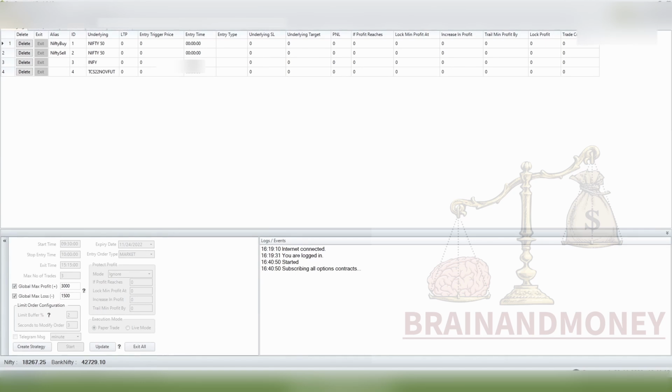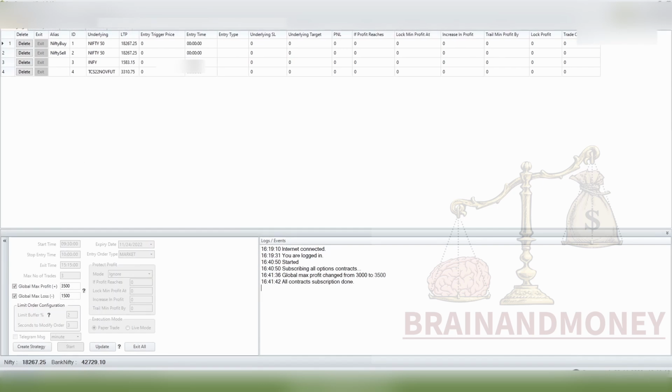Before hitting the start button, this load button will be enabled. Using that, you can load your pre-saved configuration file. So every day morning, you just load the file and start the software. That's all. Apart from that, once you have started the software, let's say if you want to change the global max profit to 3500, then you can just change the value and click on the update button. So it will be changed. These two parameters you can change live while the software is running.